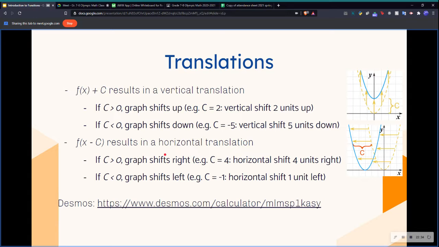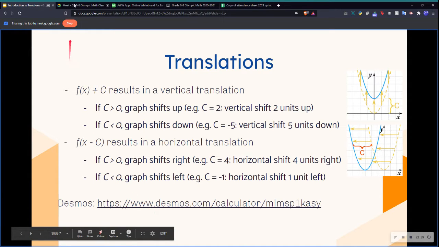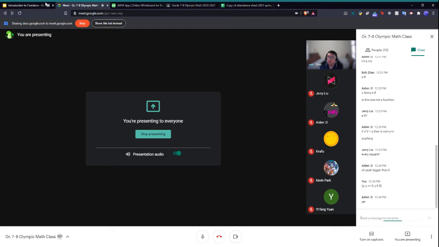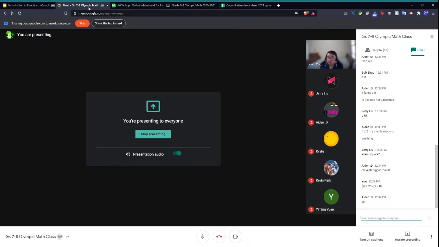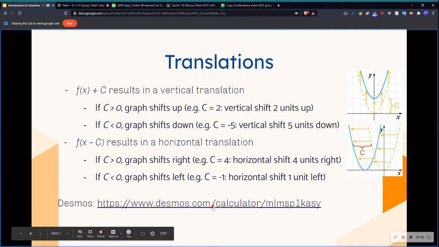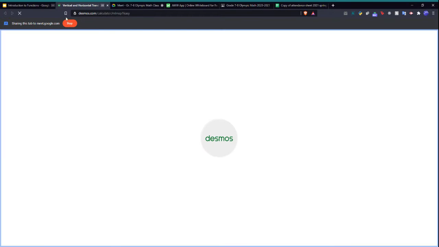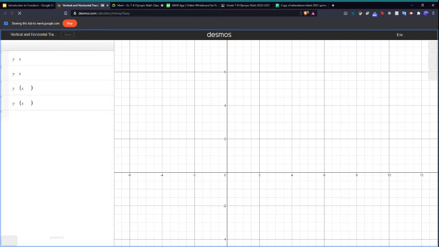All right. Are there any questions about this before I click the Desmos link, just to show you what it looks like? Any questions about how these work? Okay, if there are no questions, I'll click on the Desmos link. You should be able to see it right now. It's loading, actually.